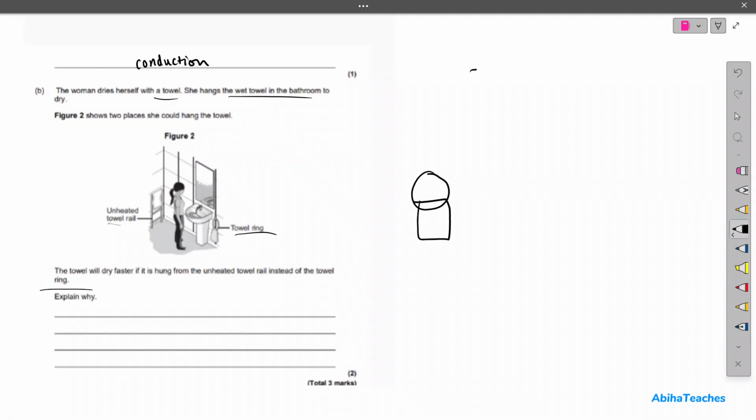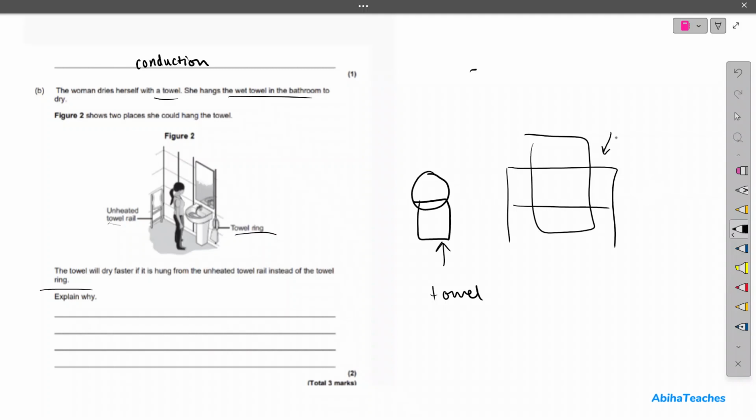Whereas the unheated towel rail is like this. Don't judge my art skills, please. Now, the towel rail has a higher surface area. Think about it logically.